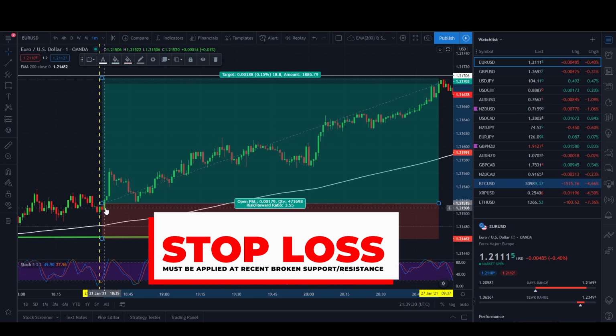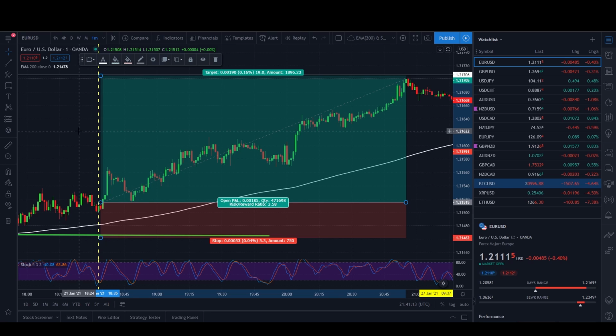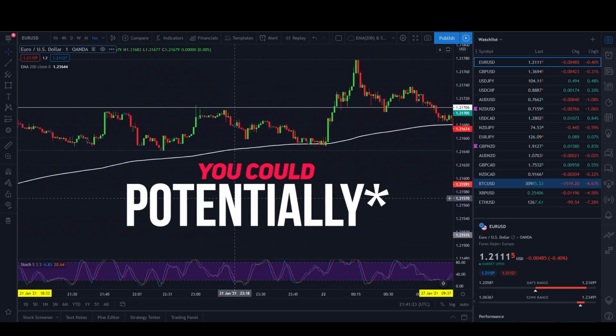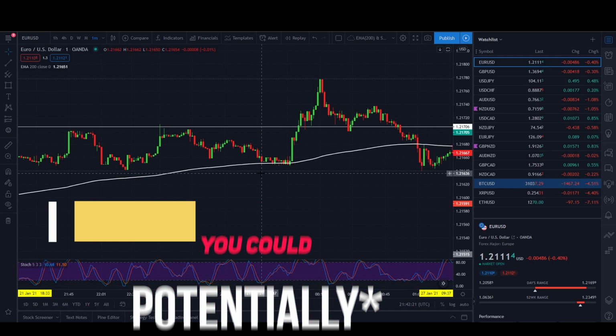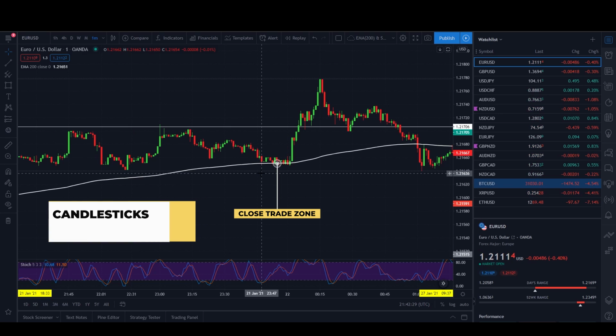In regards to your stop loss, the stop loss zone should be in the recent area of a broken support and resistance. So as you can see, even by applying two different indicators and following the correct steps, we would be profiting around 19 pips. Of course, you could possibly keep the trade until over here because this is the zone where you will have to close your trade and look for new opportunities. Look into your stochastic for a crossover as confirmation to enter your trade.